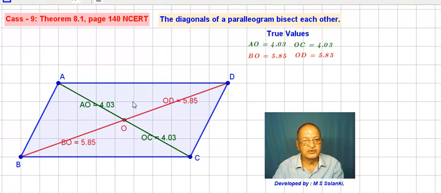Similarly, if you want to prove, these two triangles AOD and COB are also congruent. You can also prove these two triangles. Showing one side equal is sufficient to show that the triangles are congruent, therefore their corresponding sides are also congruent.